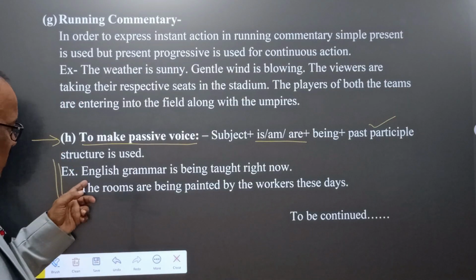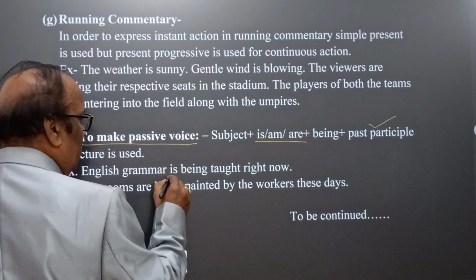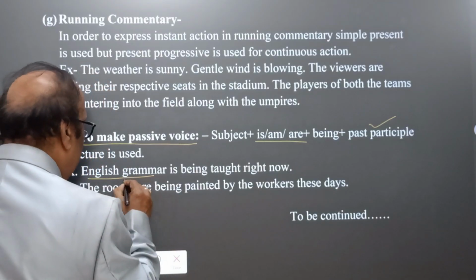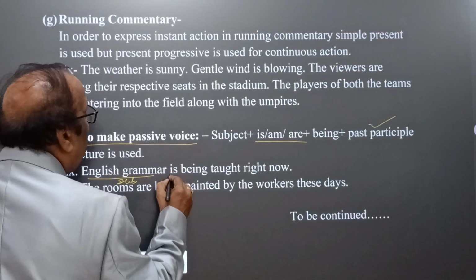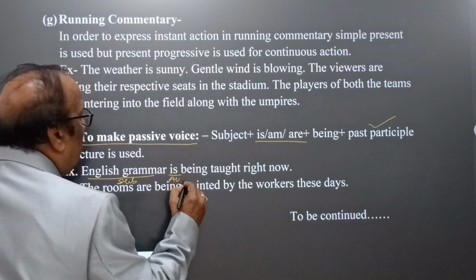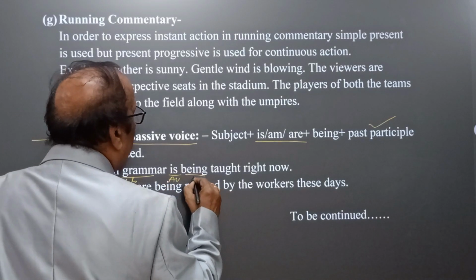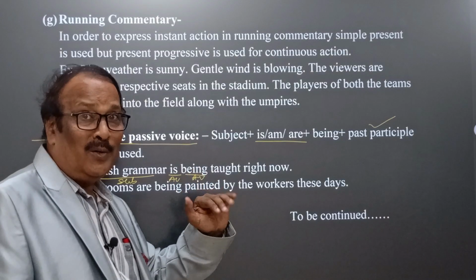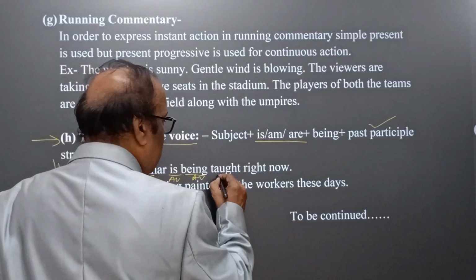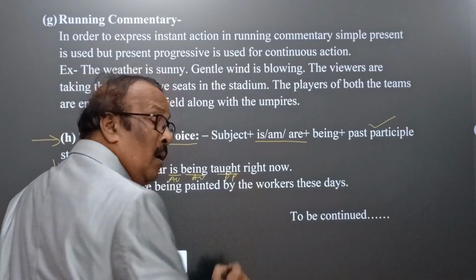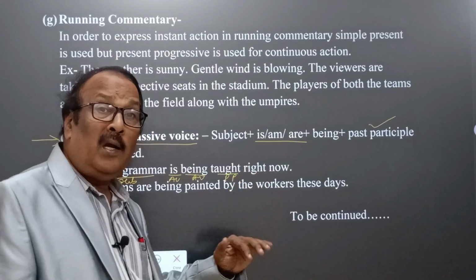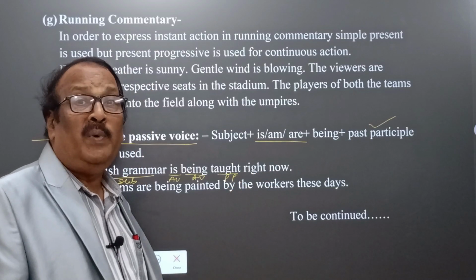How? Some examples. English grammar is being taught right now. Here, English grammar is the subject, is the auxiliary verb, and being is also the auxiliary verb which is used to express continuous action. And taught is the past participle verb form of the base verb teach. And right now it means at this very moment.